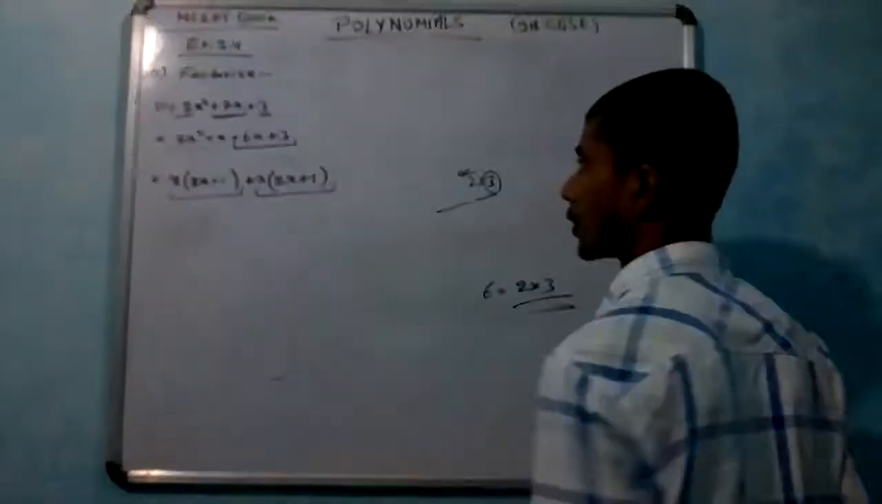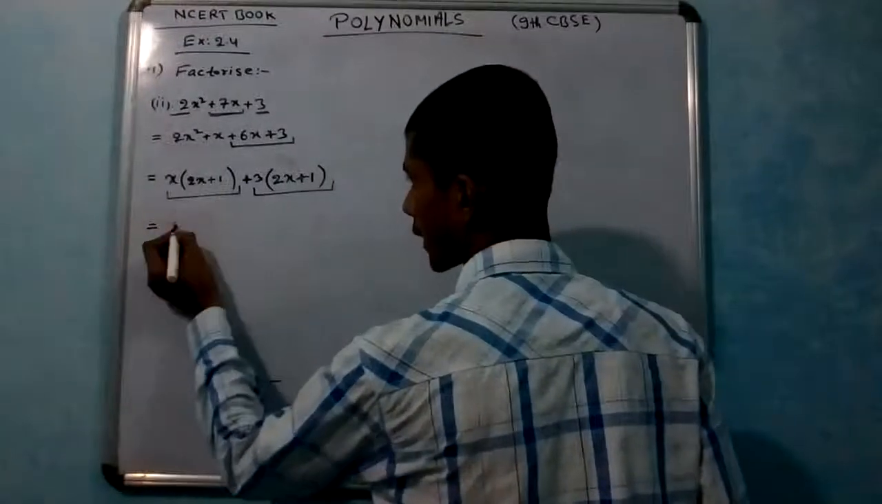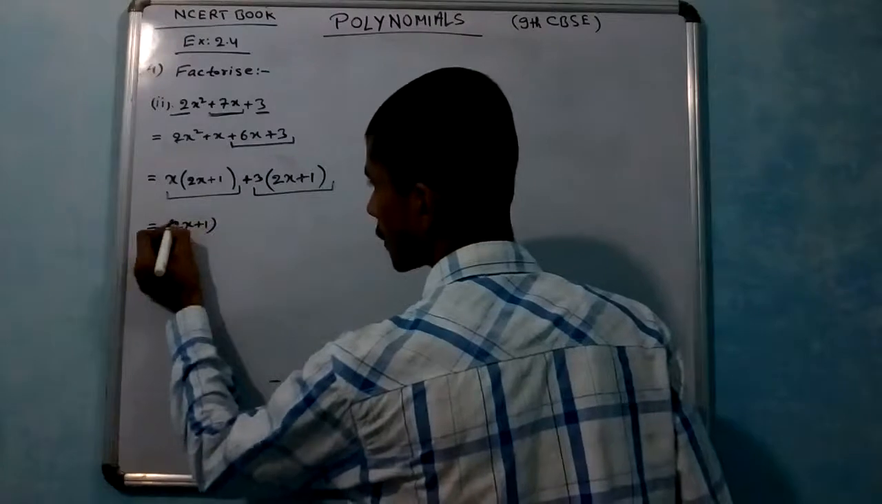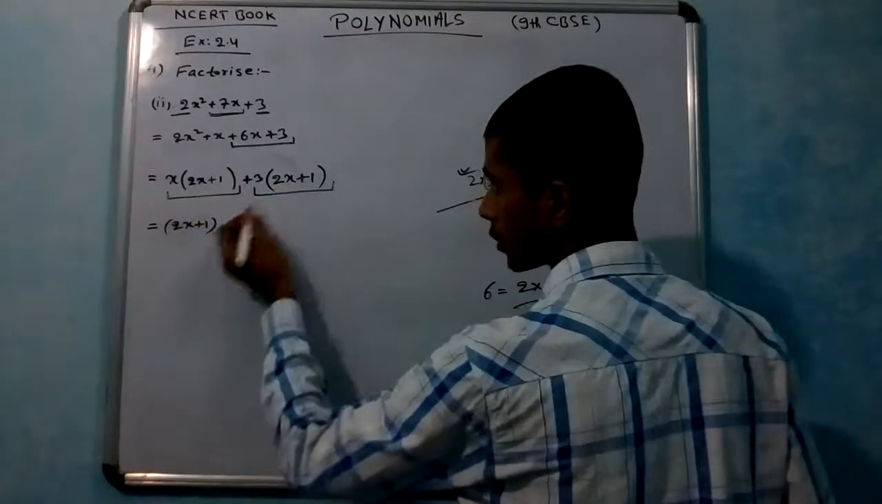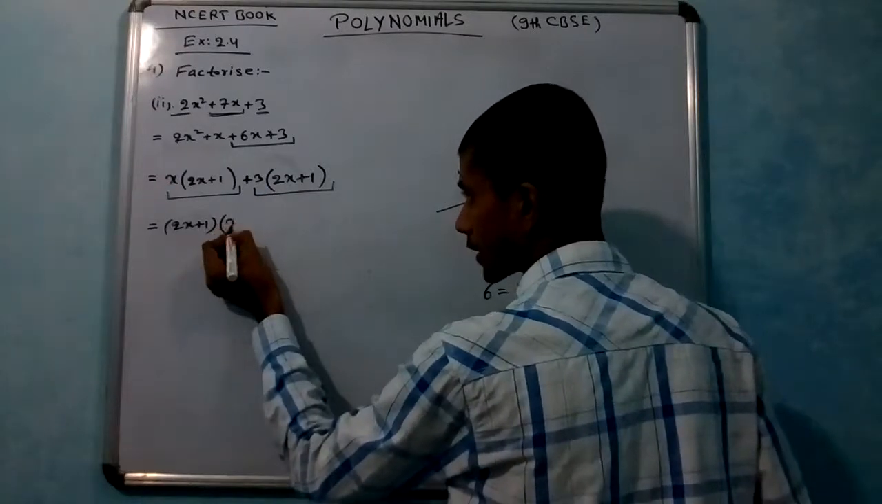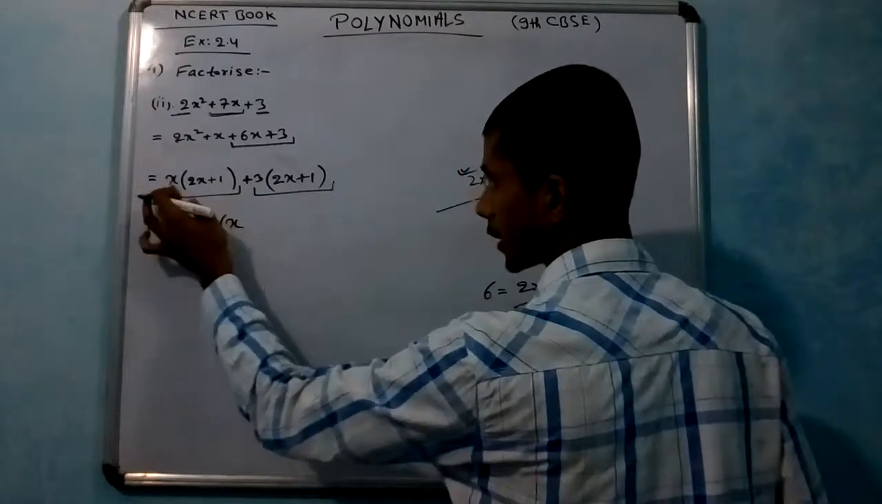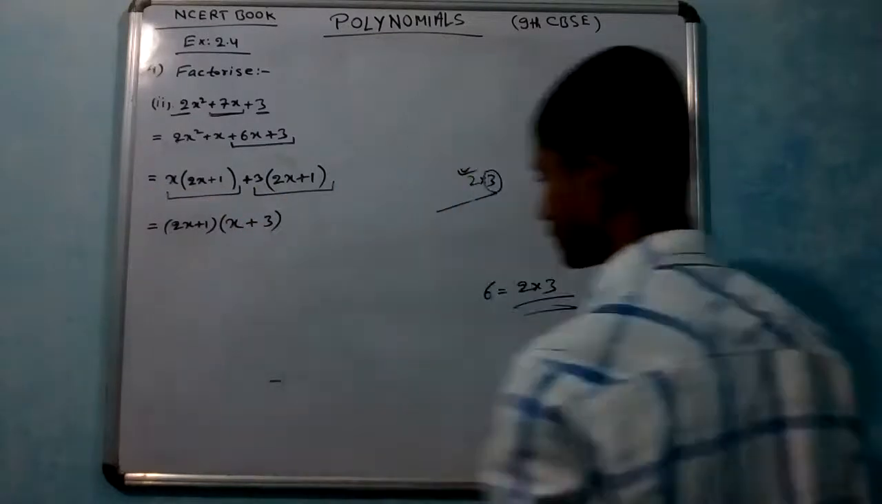The bracket part is common, no? So now we will take this bracket part outside, 2x plus 1 outside. If I am taking the bracket part outside as it was common in both the terms, what we are left with is x here and then plus 3 here, and then the work is done.